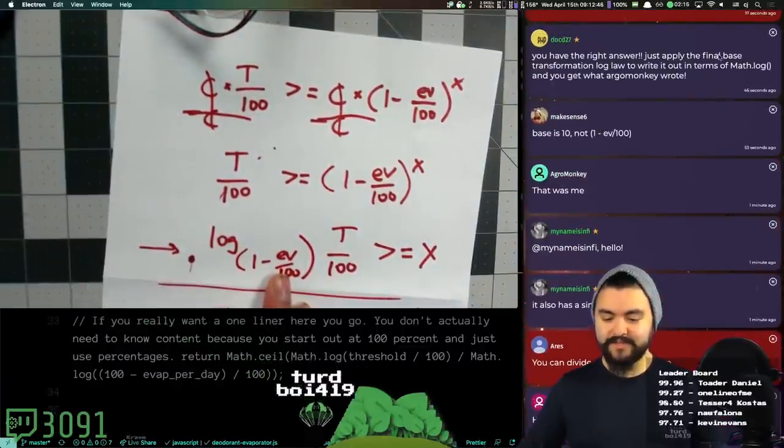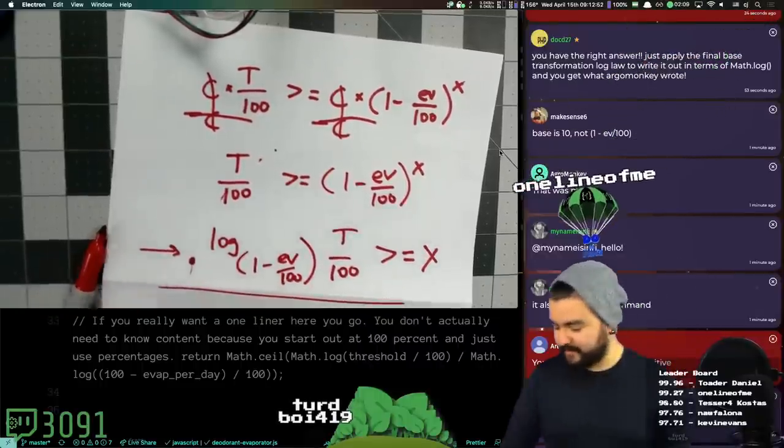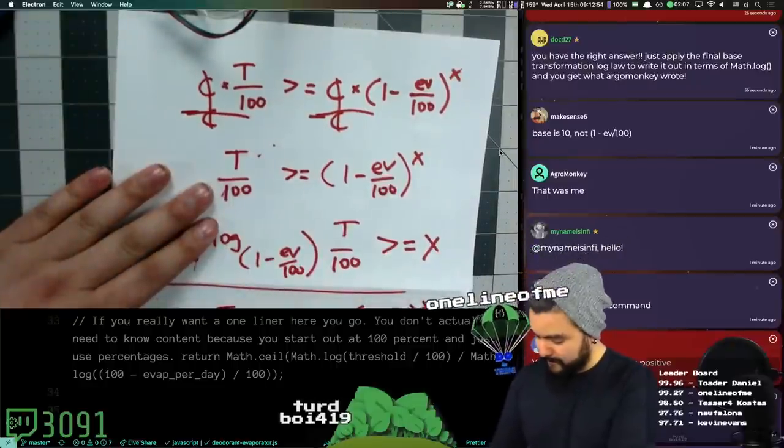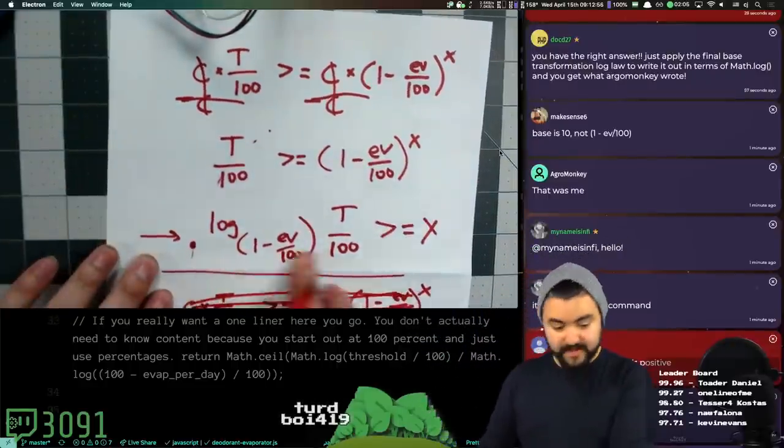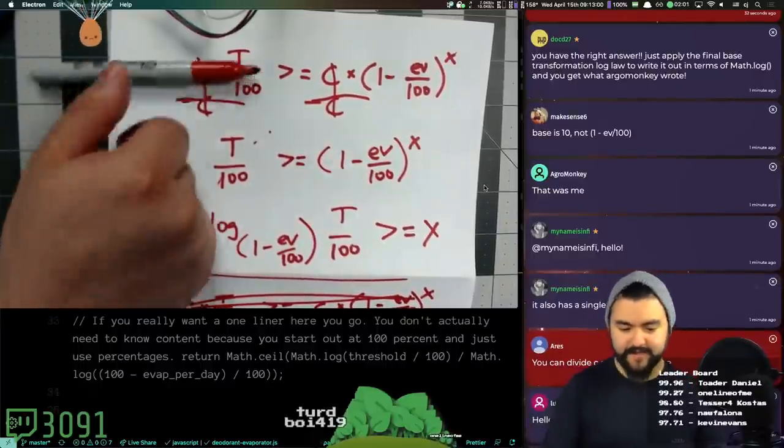Just to apply the final base transformation log law, to write it out in terms of math of log. And you got, okay, thank you, Doc. Let's figure that out. We're gonna get rid of that extra stuff that I wrote. So we have this, and now we have to write it in terms of log law. How can I find log law?